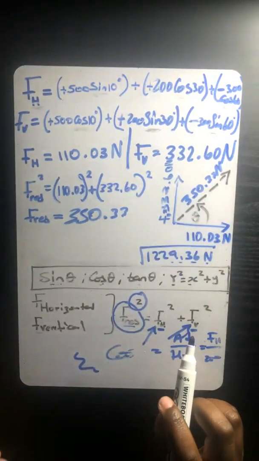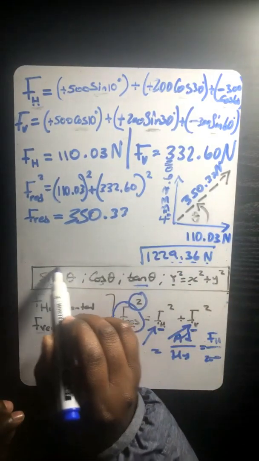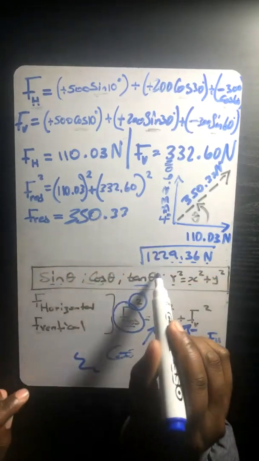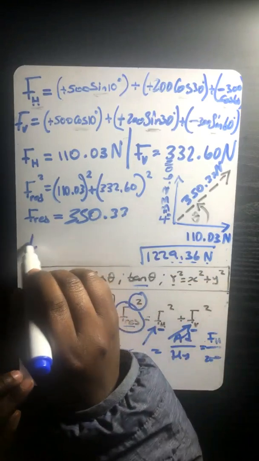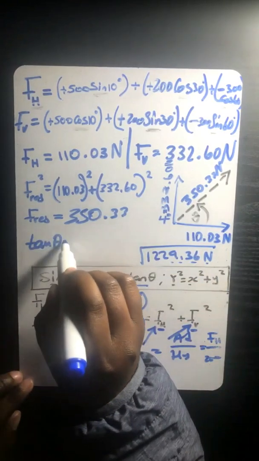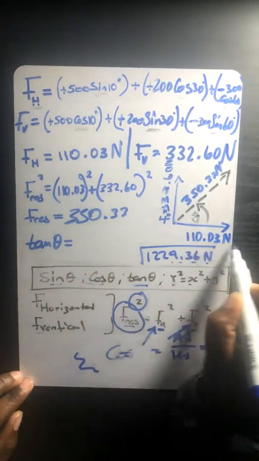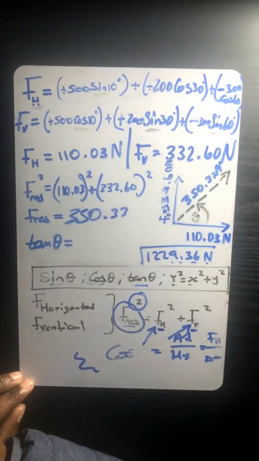In terms of the direction, this is where you use tan. You used sine and cos to determine the vertical and the horizontal. This is now where you use tan to determine the angle. So you just say tan of angle is equals to which side between this and this is the opposite and which one is adjacent.